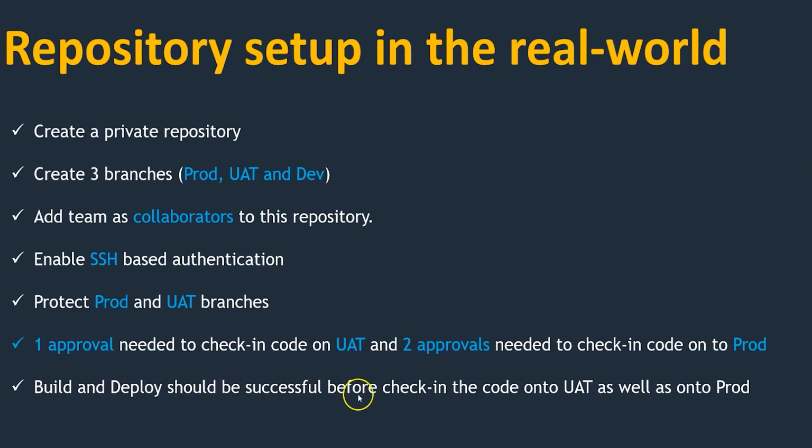Build and deploy should be successful before checking the code onto UAT as well as onto prod. This we are going to see at a later point of time. Next thing, we need to enable SSH based authentication. This we are going to see in the next lecture.